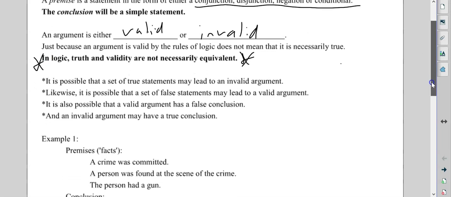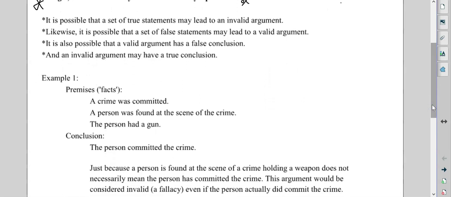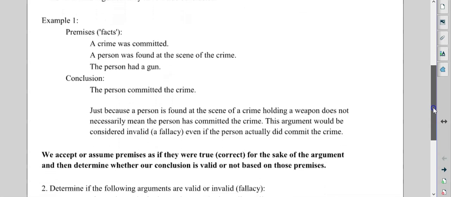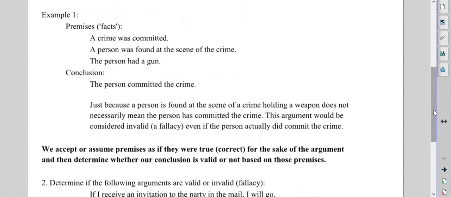Okay? So, it is possible that a set of true statements may lead to an invalid argument. Okay? Likewise, it's possible that a set of false statements could lead to a valid argument. It's also possible that a valid argument has a false conclusion, and an invalid argument can have a true conclusion. So, key concept is they're not tied together. All right, so example 1. We have premises, the facts. All right, we have a crime was committed. A person was found at the scene of the crime. The person had a gun. What's the conclusion? That person committed the crime.